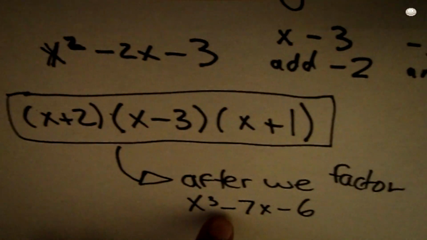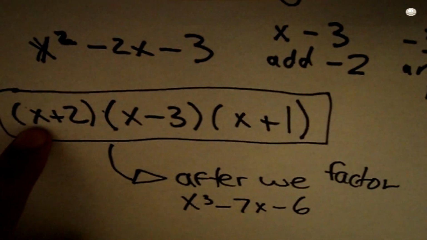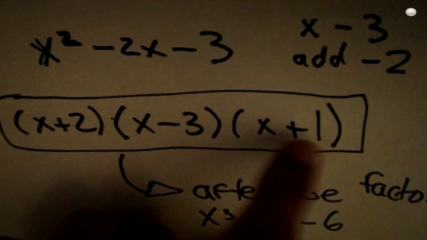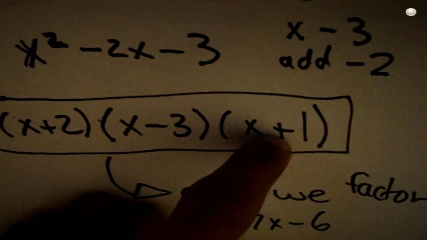Factoring x cubed minus 7x minus 6, we get the factors x plus 2, x minus 3, and x plus 1. Now we have factored this polynomial fully.